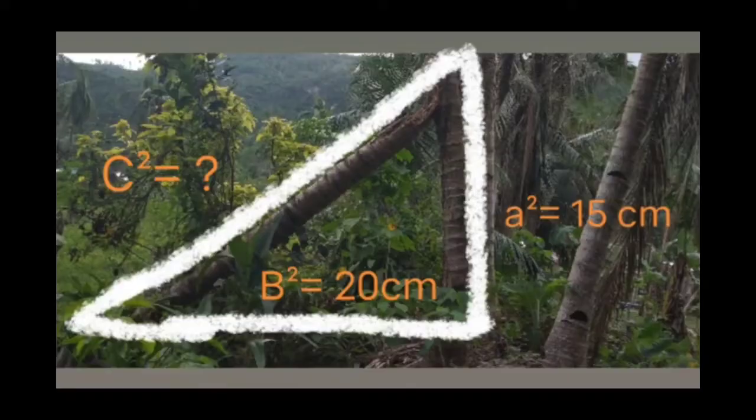After the typhoon, Jonard's coconut tree broke down. It was cut in half. He wanted to know the measurement of the broken tree. He was given the measurement of the tree from the roots to the broken branch, which is 20 cm, while the measurement of the outer side is 15 cm. What is the measurement of the broken tree, which is the hypotenuse? Here is the image of the given problem.